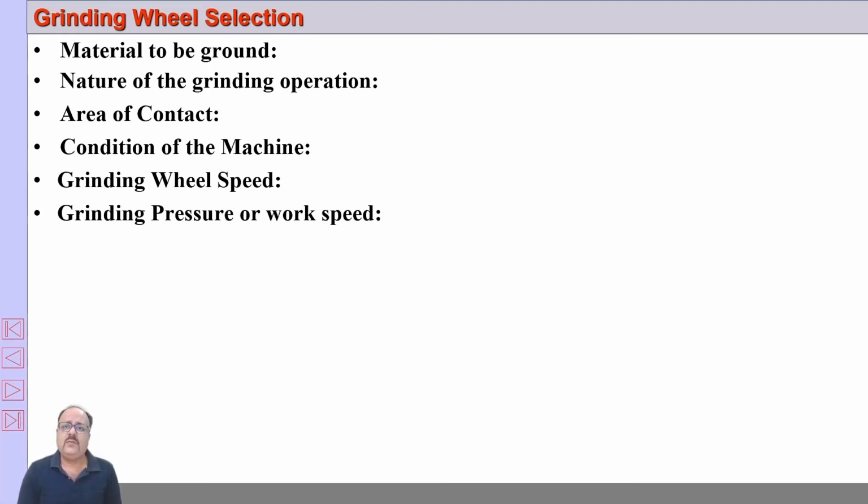We know aluminum oxide is used for high tensile strength steels or general purpose steels, whereas silicon carbide is used for cast iron and for non-ferrous materials like aluminum, magnesium, etc. Silicon carbide is also used for machining cemented carbides, whereas if it is a high strength steel like tool or die steel, we will be using cubic boron nitride, and likewise for very hard materials we will be using diamond. If it is non-ferrous and very hard material, we will be using diamond.